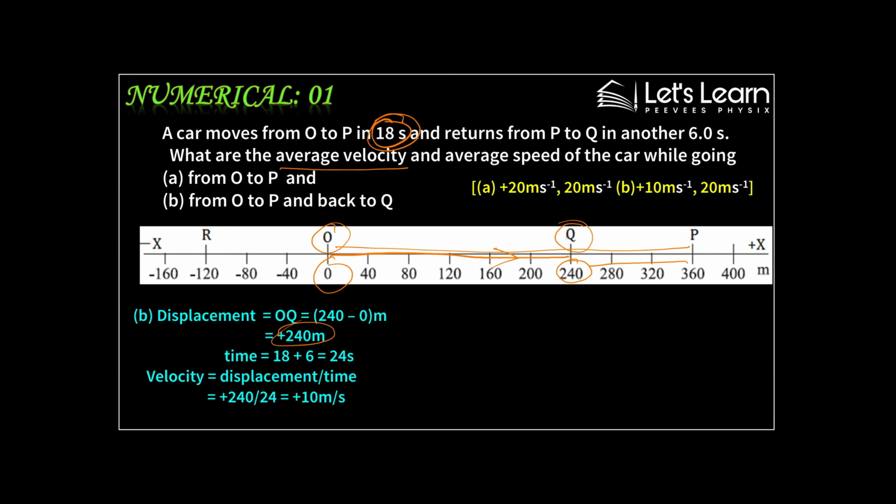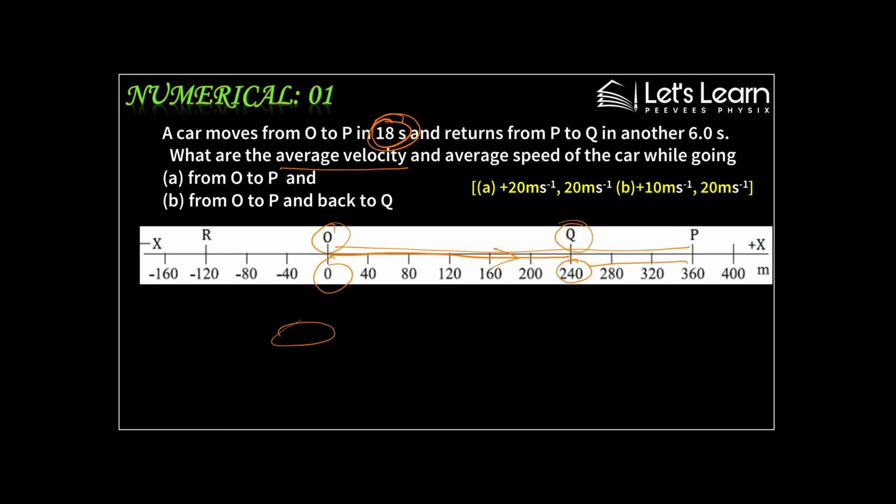Now we go for the distance traveled for the second part of the journey. To get the distance traveled, he went all the way from O to P, which is 360 meter. And then he travels from P to Q. How much is the distance traveled from P to Q? 360 take away 240. So how much is the total distance traveled? 360 and 360 take away 240, which will give you 480 meter.